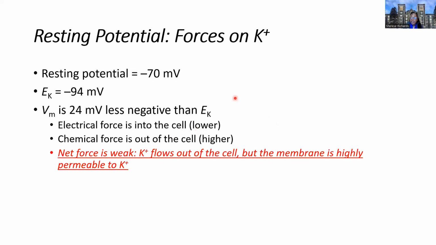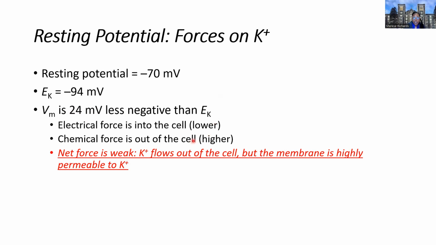Now, we're just going to keep reiterating this. This is a concept that takes a lot of repetition in different ways, from different perspectives, just to make it stick. So we're going to go over this from a slightly different perspective here. Our resting membrane potential value is negative 70 millivolts. Potassium's equilibrium potential is negative 94 millivolts. So the membrane potential here, when the cell is at rest, is 24 millivolts less negative than potassium's equilibrium potential.